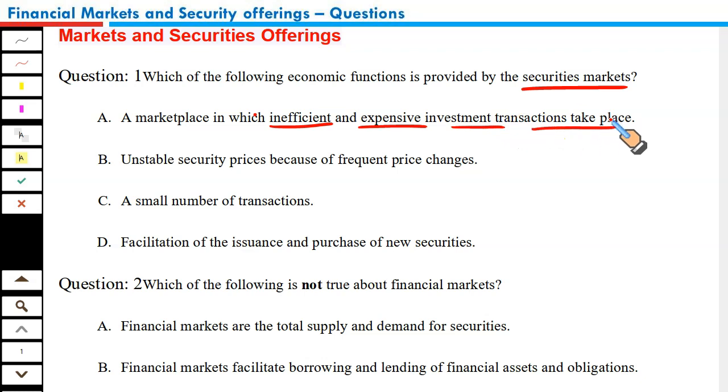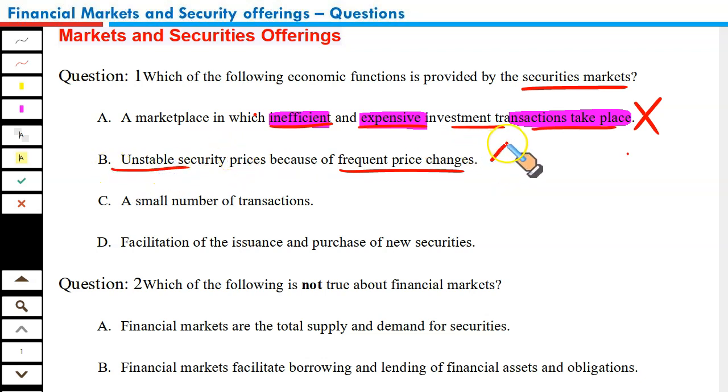This is an inappropriate wording. Rather, what we should be looking for is a market in which efficient and inexpensive investment transactions take place. The transaction cost should be low. So this is basically an incorrect statement. Unstable security prices because of frequent price changes. Again, this is not a good economic function of security markets, so that's why it is incorrect. A small number of transactions, no, you would find a large number of transactions in the security market. So A, B, C are incorrect.